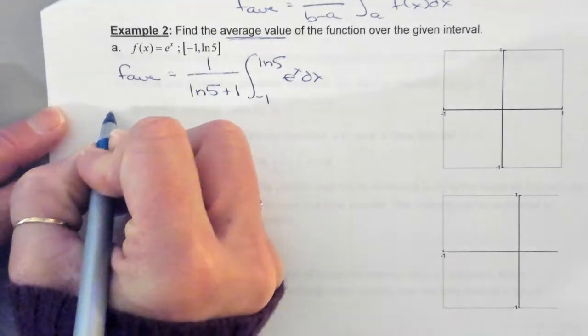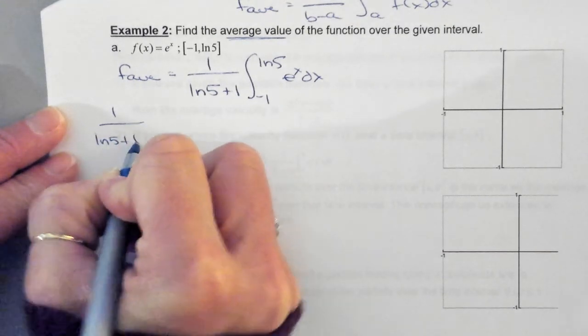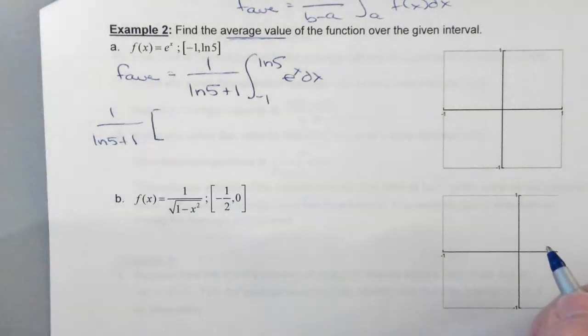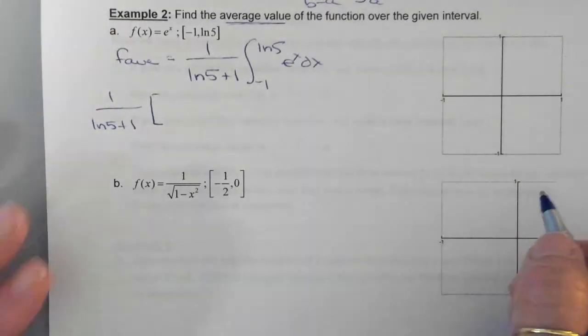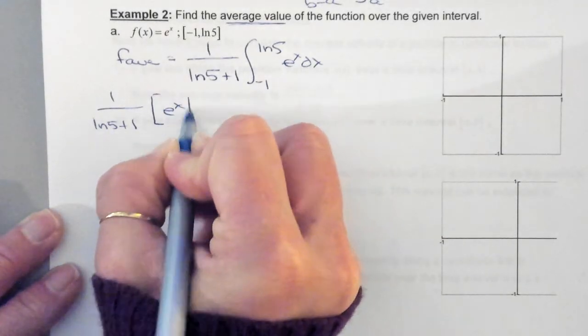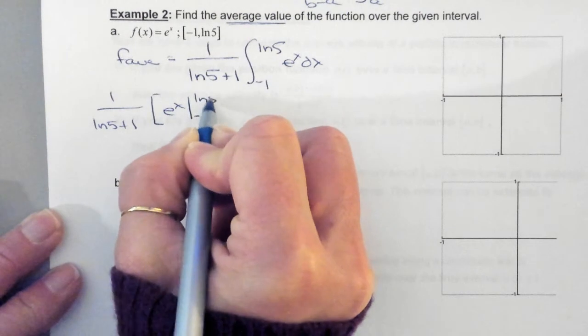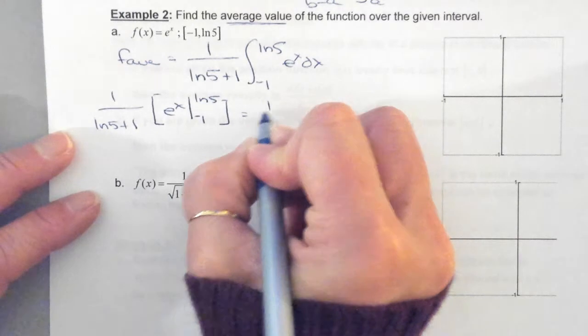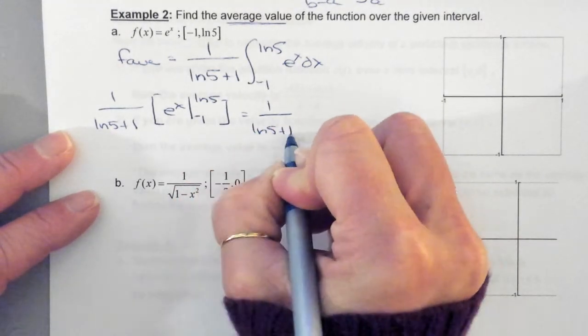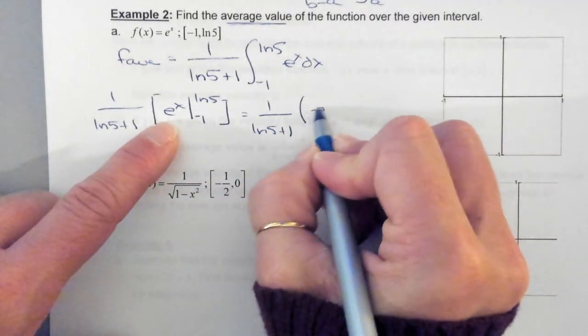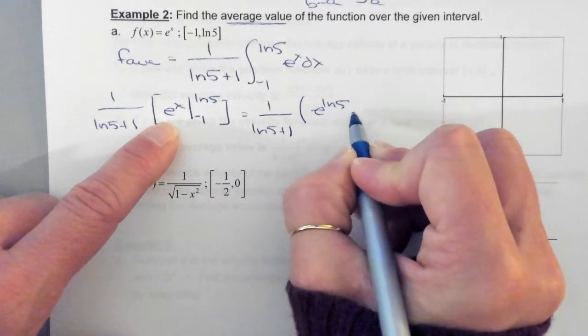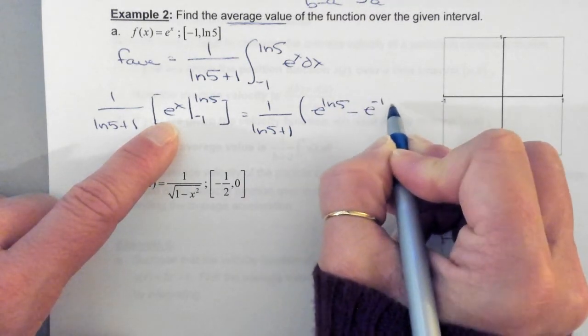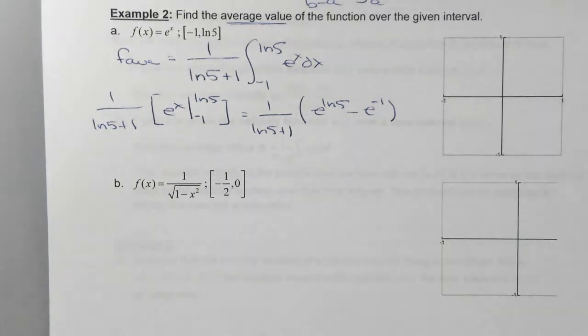It's totally fine. 1 over the natural log of 5 plus 1 times, what is the integral of e to the x? It's e to the x, to be evaluated from negative 1 to the natural log of 5. And now we'll do the best that we can. So again, 1 over the natural log of 5 plus 1 times, this becomes e to the ln of 5 minus e to the negative first power. We can do a little bit of simplifying, but for the most part, this answer is going to be a complex fraction without a calculator.